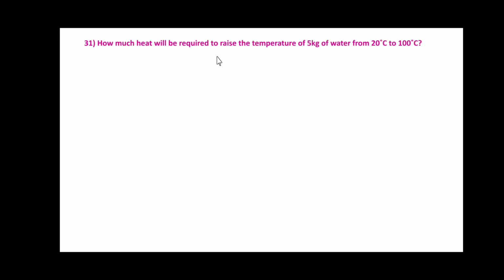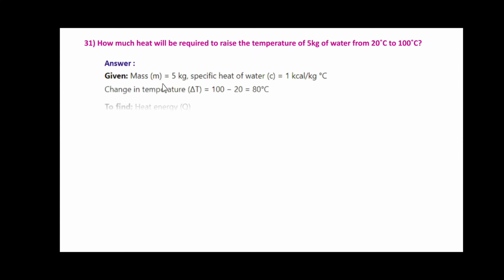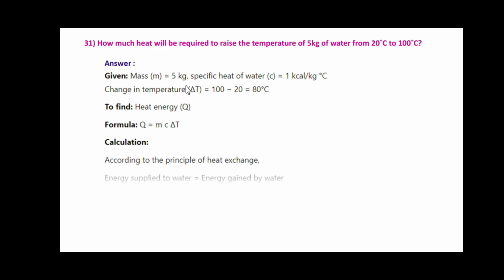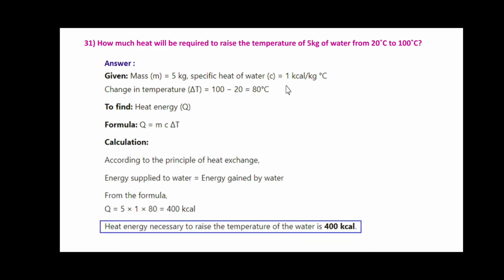How much heat will be required to raise the temperature of 5 kg of water from 20 degrees Celsius to 100 degrees Celsius? Mass m is equal to 5 kg. Specific heat of water c is equal to 1 kilocalorie per kg degree Celsius. Change in temperature, that is delta T, is equal to 100 minus 20, 80 degrees Celsius. We have to find out the heat energy Q. The formula used is Q equals m c delta T.